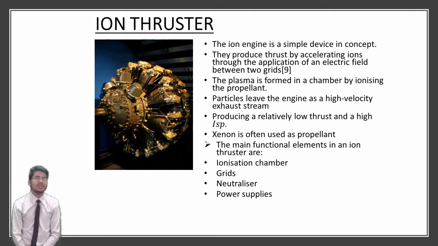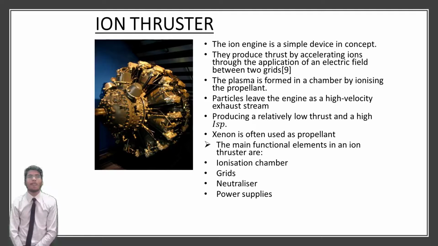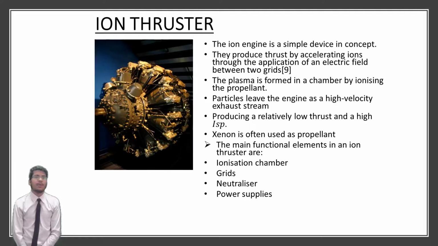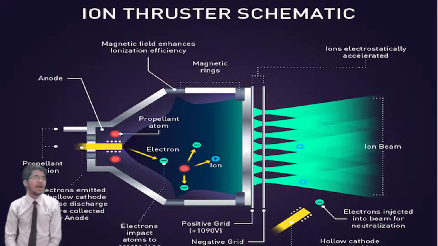Apart from that, electrons are also ejected from a separate cathode placed near the ions, called the neutralizer, to ensure that an equal amount of positive and negative charges are emitted. Xenon is often used as propellant, and typical values of specific impulse are around 3000 seconds. The main functional elements in an ion thruster are the ionization chamber, grid, neutralizer, and power supplies. And this is the schematic diagram of an ion thruster engine.